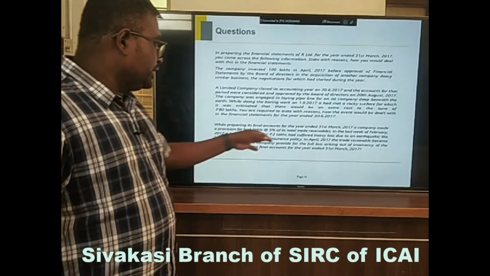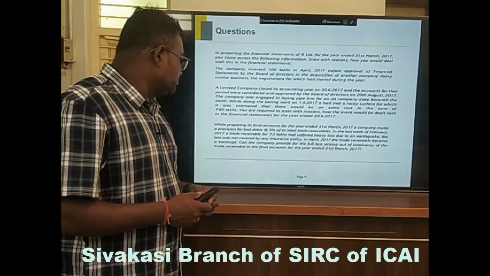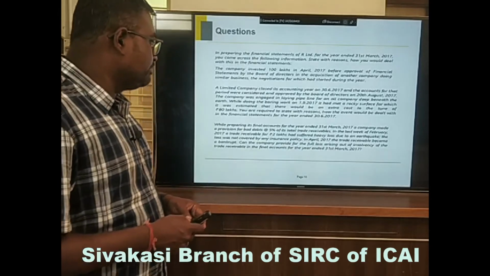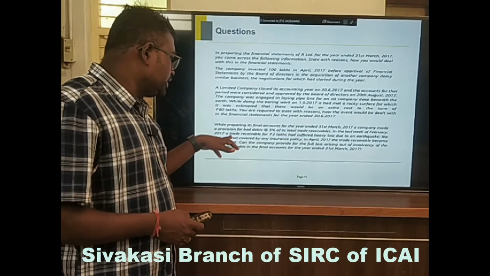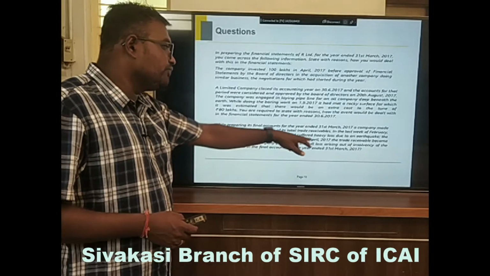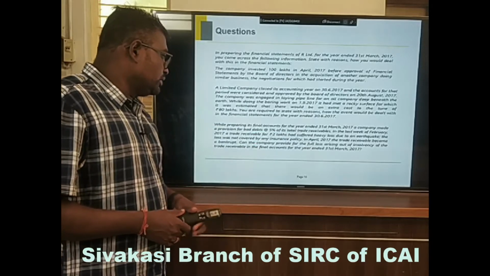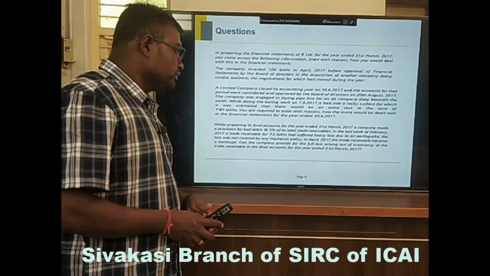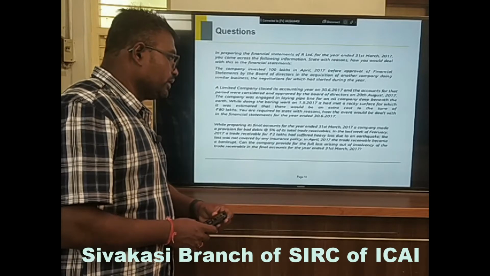While preparing the final accounts for the year ended 31st March 2017, a company made a provision for bad debts at 5% of its total receivables. In the last week of February 2017, a trade receivable of 2 lakhs suffered a heavy loss due to an earthquake. The loss was not covered by any insurance policy. In April 2000, the trade receivable became bankrupt. Can the company provide for the full loss?